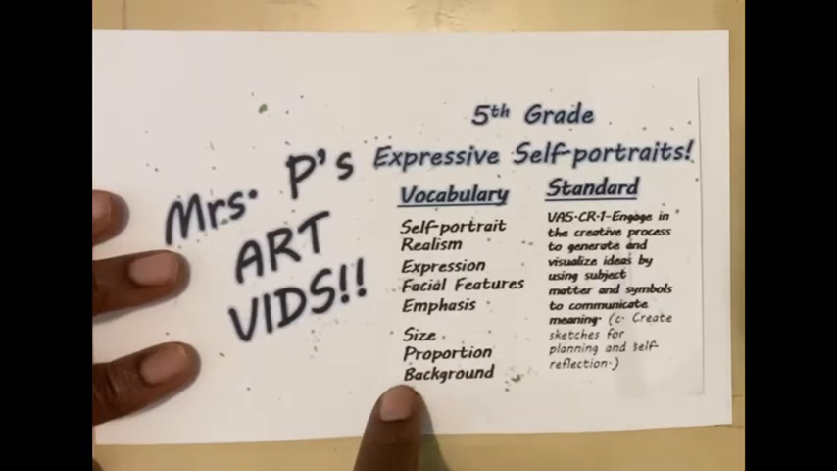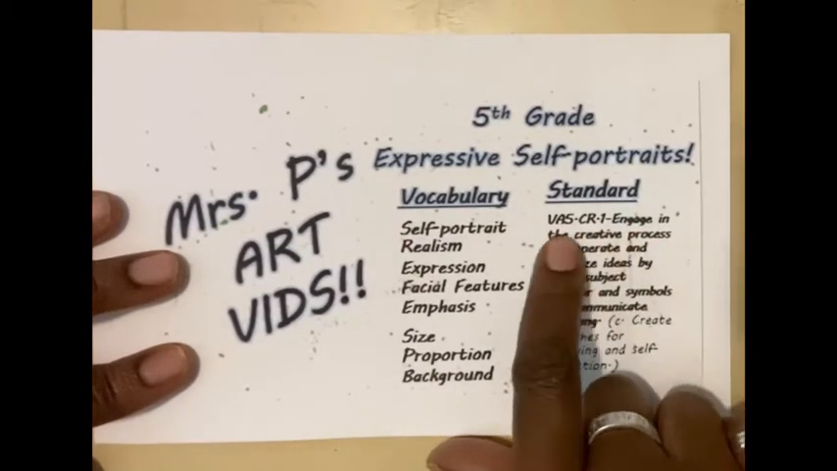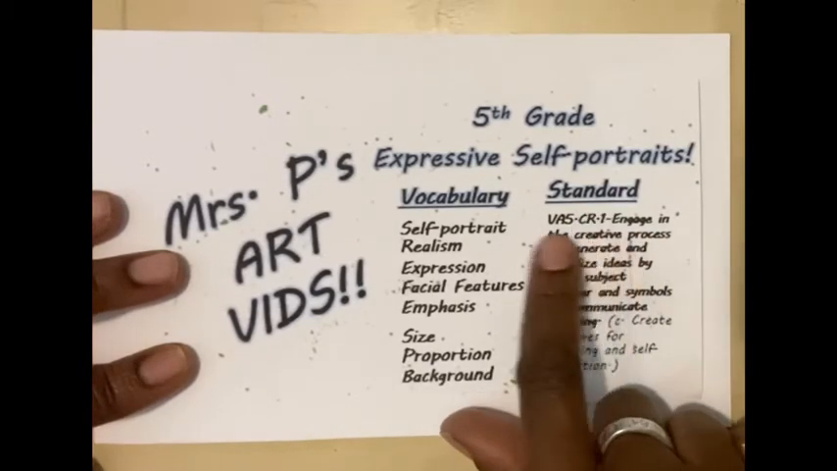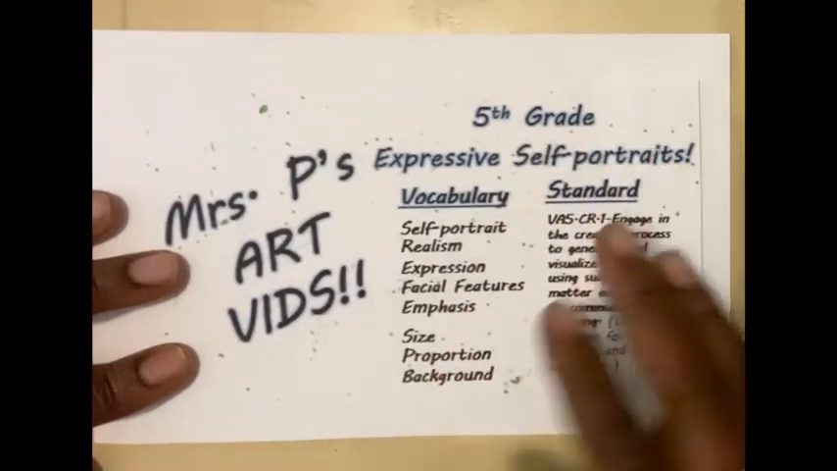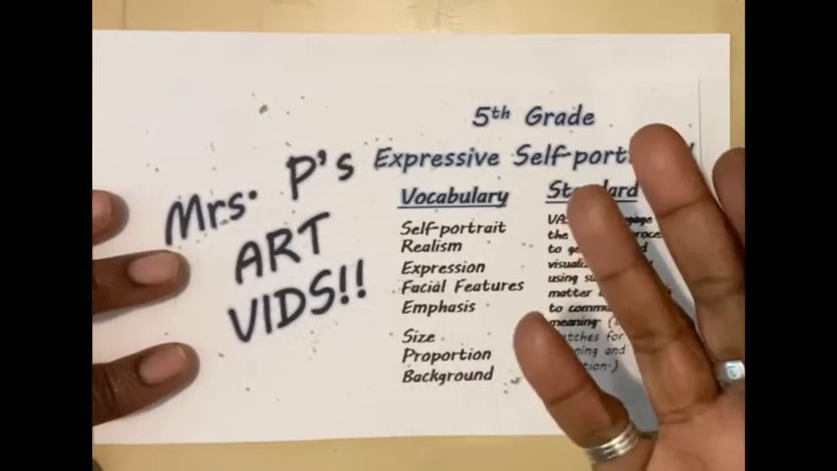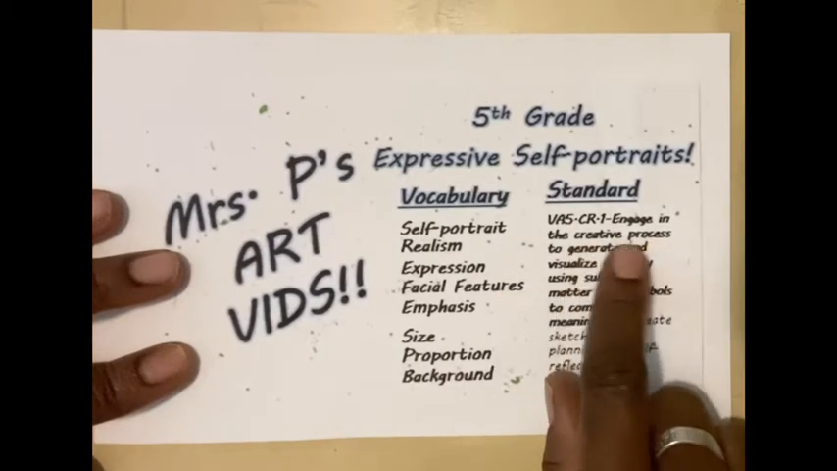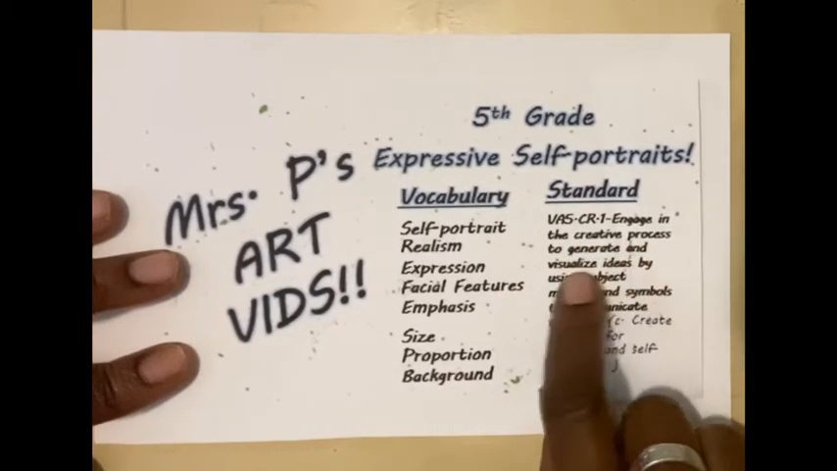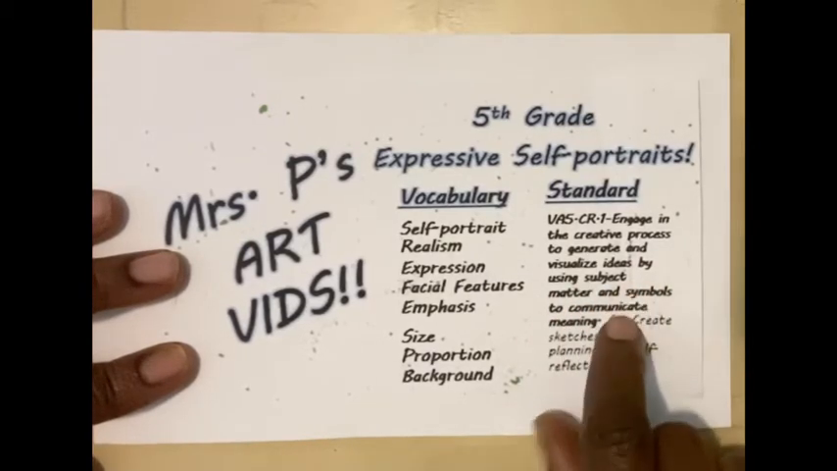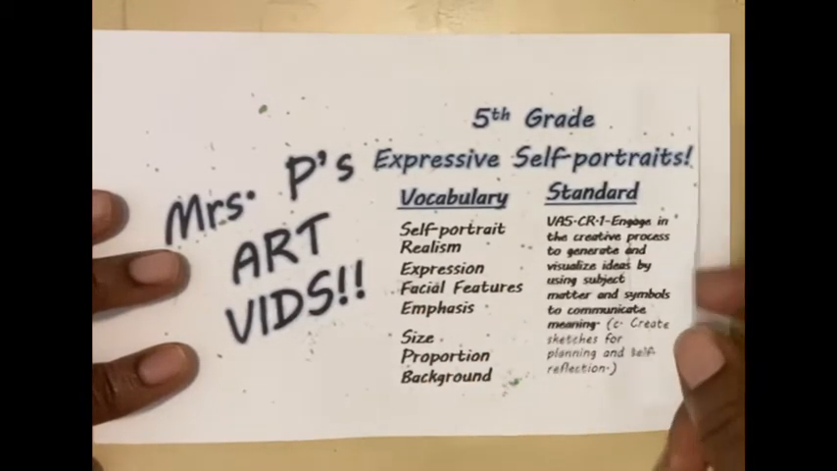Lastly, we're going to be working on a background. Think about what we can put behind ourselves in our self-portrait, okay? Our standard is VA5CR1, which is a drawing standard. We're sticking with these standards right now because a lot of what we're doing with our distance learning is based on drawing and sketching. So we're going to be using 2-dimensional media, so crayons, markers, pencils. If you have it, watercolor paint is just fine, but we're going to be using pencil and marker for this. The standard is to engage in the creative process to generate and visualize ideas by using subject matter and symbols to communicate meaning. So we're really going to hit this by talking about expression and working with expression through our artwork, okay? So let's get to it.